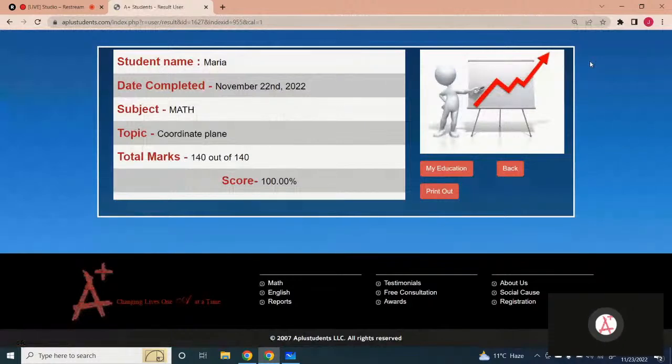Okay, let's just move on to the next topic. The next topic is the final test from this chapter, coordinate plane. So let's start with the final test.